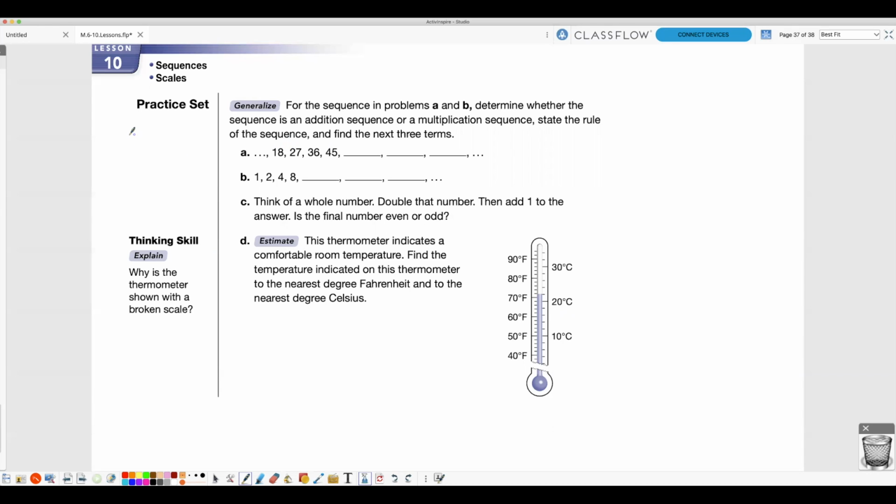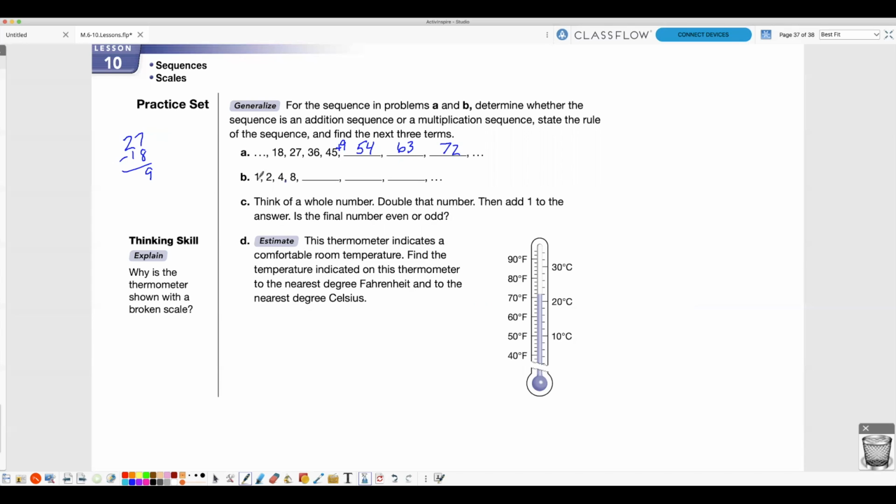If I take 27 minus 18, I get 9. So if I'm going to add 9 to this, I would end up with 54. If I add 9 to that, it would be 63, and 9 more would be 72.